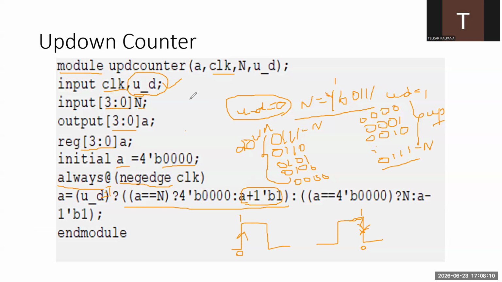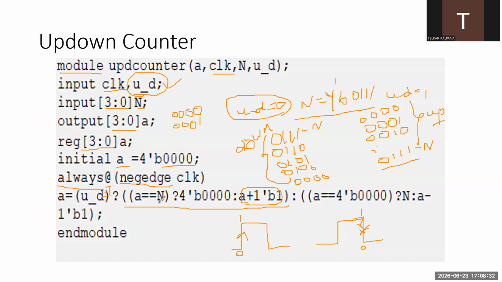So initially A was 4 zeros. Now it is incremented by 1. So what happens? 4 zeros added with 1 becomes 0, 0, 0, 1. So now A is going to take the value 0, 0, 0, 1. Again, it is checking with this condition.